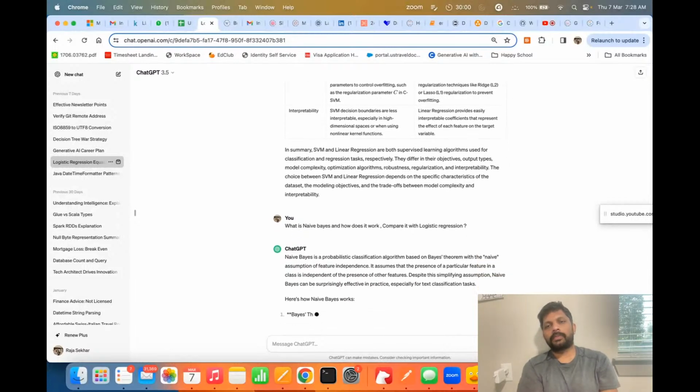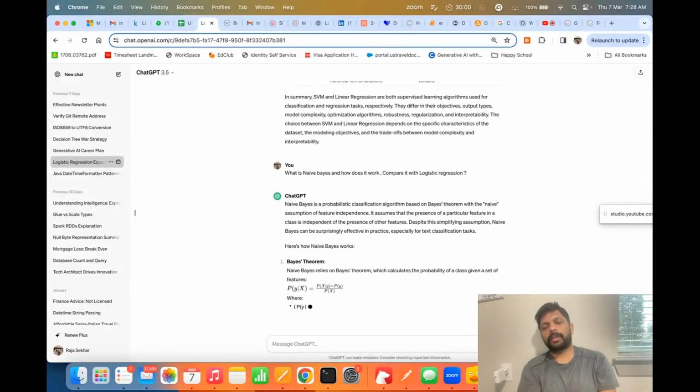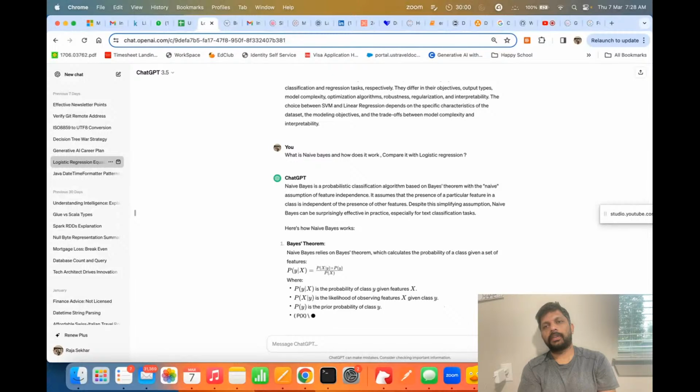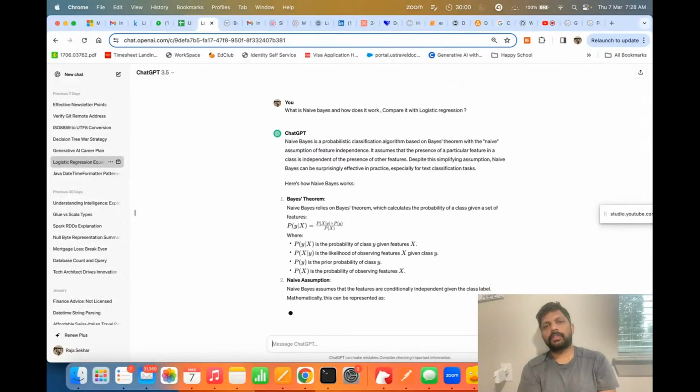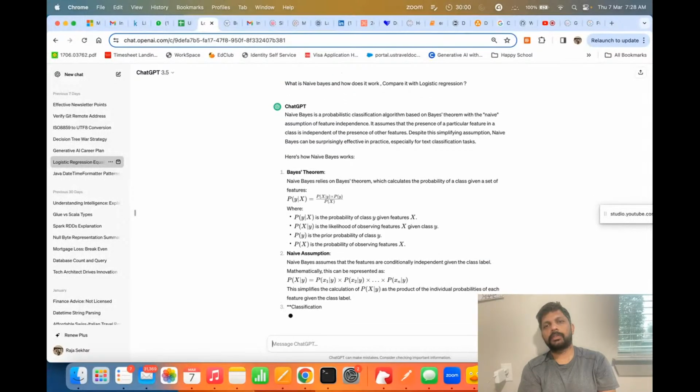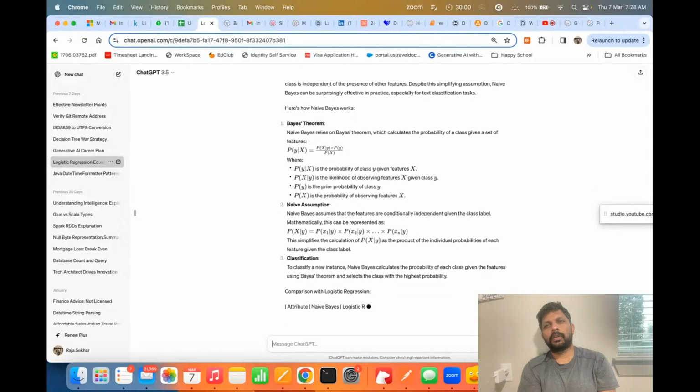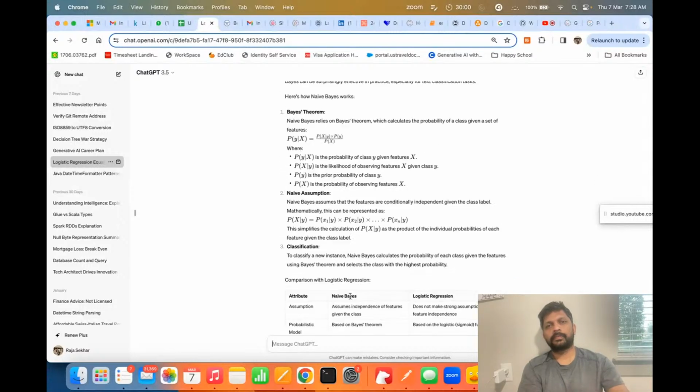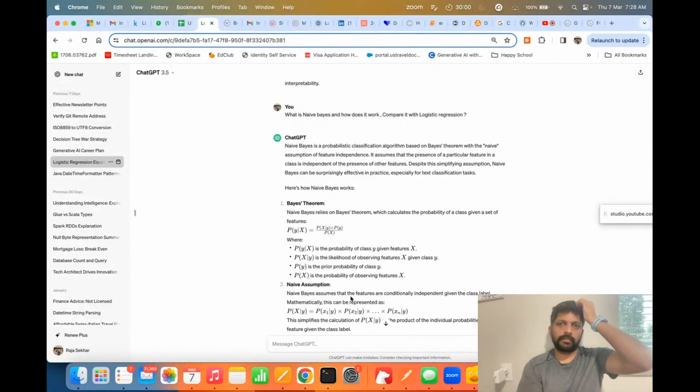Naive Bayes is a probabilistic classification algorithm based on Bayes' theorem, with the naive assumption of feature independence. It assumes that the presence of a particular feature in a class is independent of the presence of other features. Despite this simplifying assumption, naive Bayes can be surprisingly effective in practice, especially for text classification tasks.